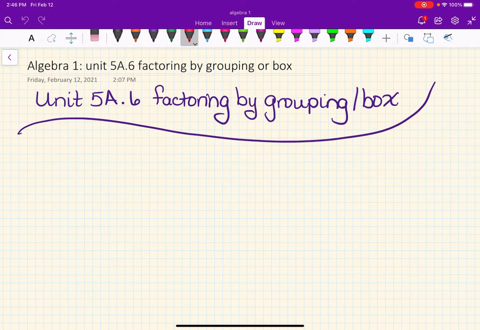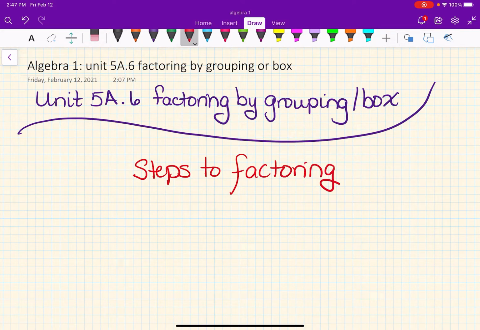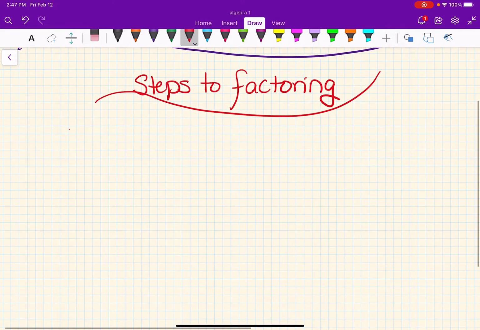So this is steps to factoring. And like before, there's going to be actually two choices to this. And so I'm going to tell you both choices. I'm going to show you some examples, and then I want you to choose which one works for you and use it, okay? Always the first step is look for greatest common factor. If there is one, besides one, factor it out.